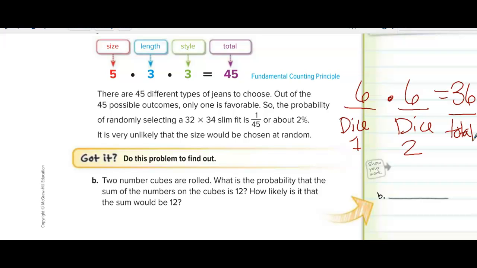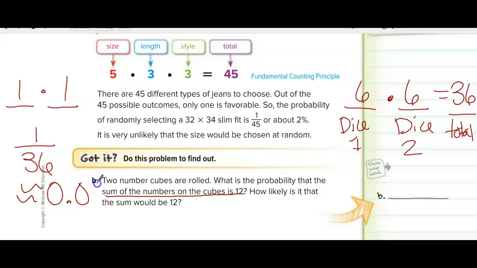Okay, so then you have to figure out how many of them will get a sum of 12. How could you get a sum of 12 using a dice? 6 plus 6. So how many options do you have to get a 6 and a 6? 1. You have 1 option on the first dice to get a 6, times you have 1 option on the second dice to get a 6, right? So 1 times 1 is 1 out of 36, which would be 300ths, which is the same as 3%.